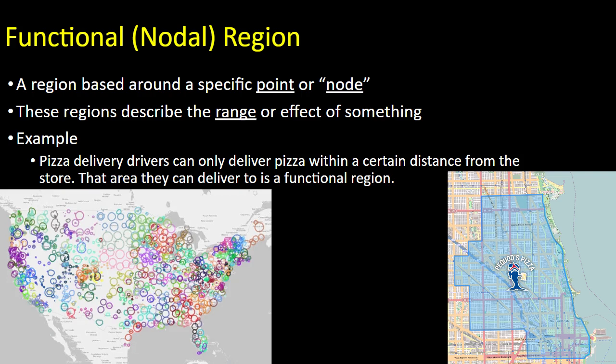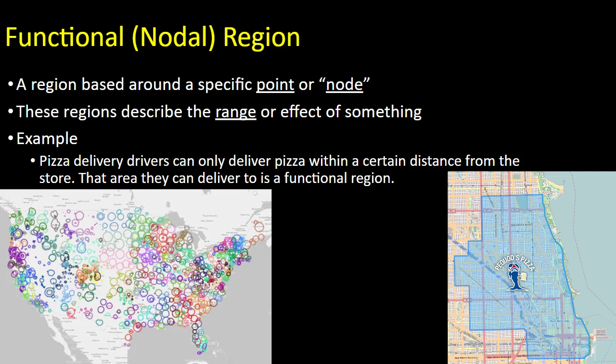Okay, look at the picture on the right. That's Pequod's Pizza in Chicago. Pequod's Pizza delivers to parts of Chicago, but not all parts of Chicago. So they have a map showing how far Pequod's Pizza can be delivered. Pequod's Pizza is not going to deliver 47 miles to the west. They will not. So that's your specific point, the point or the node, and it's showing you the range, the area of influence Pequod's Pizza has.